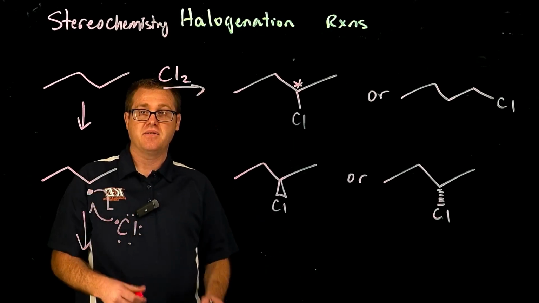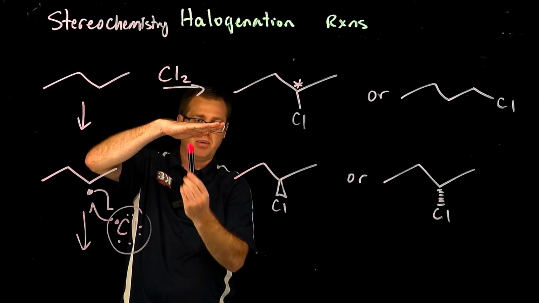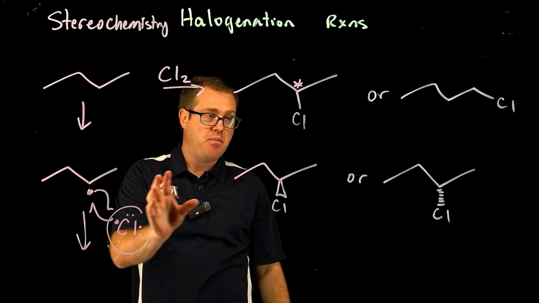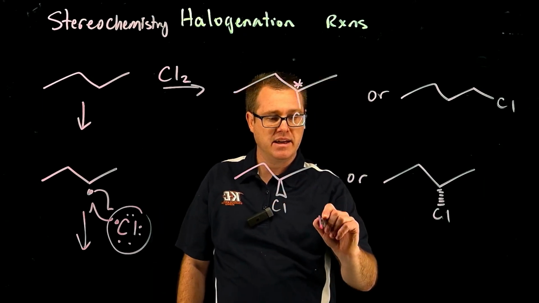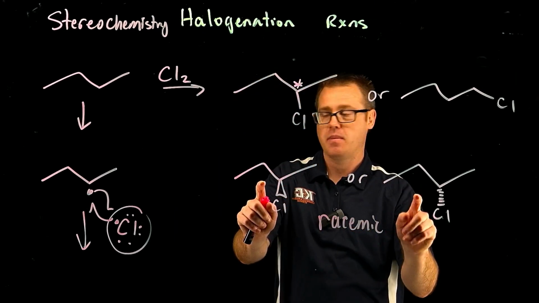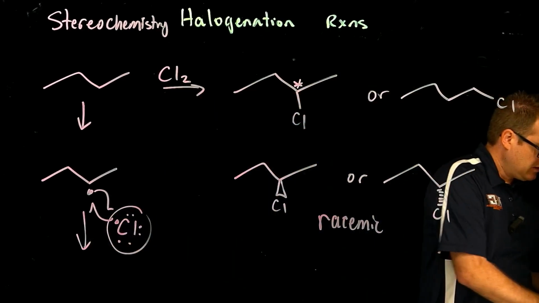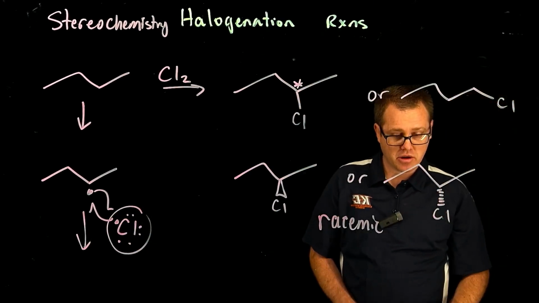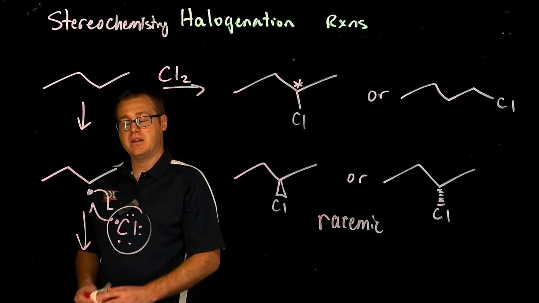Well, since this radical is flat, it can approach the top face or the bottom face with the same probability. So when you make a stereocenter, you are generally going to get a racemic mixture. You're going to get 1 to 1 because of the geometry of that radical. Now, what if you have a molecule that already has a stereocenter and you do radical halogenation?